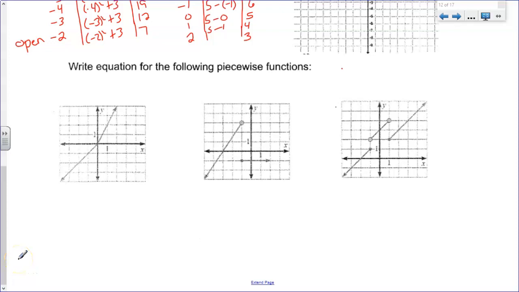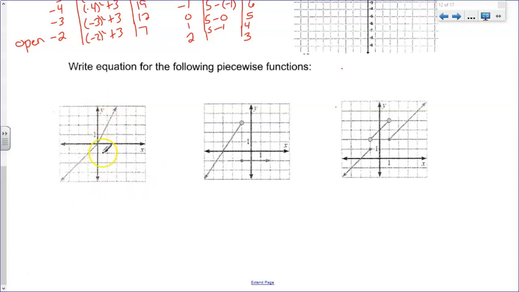Alright, so we are going to talk about writing equations from graphs for piecewise functions. If you notice here, you can tell that the graph changes at 0. One function goes this way, one goes there, so we're going to have two functions here. Here's one function, so that's going to be 2. This one has 3. Let's start with this one, and let's talk about writing the equations first.